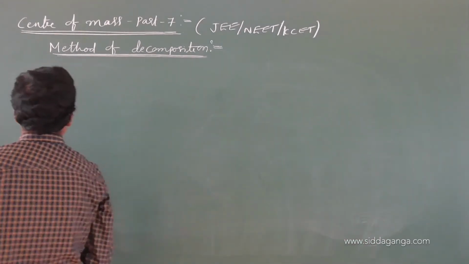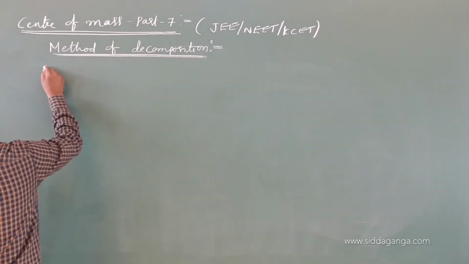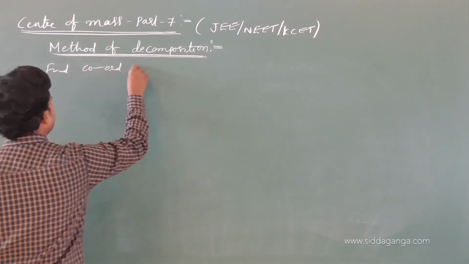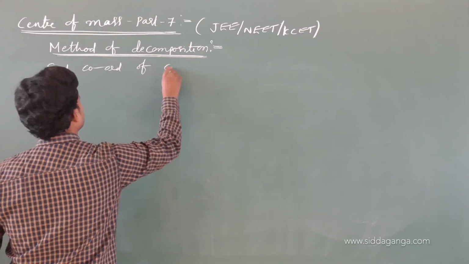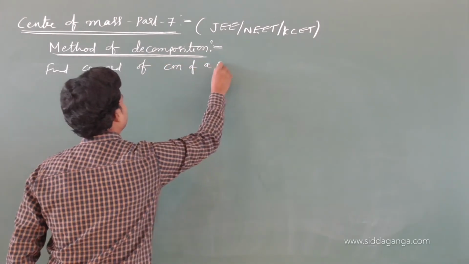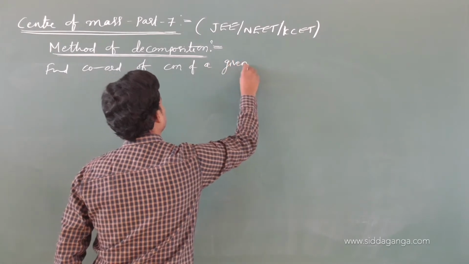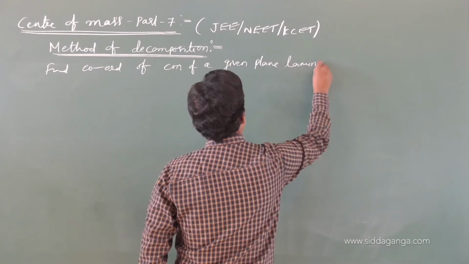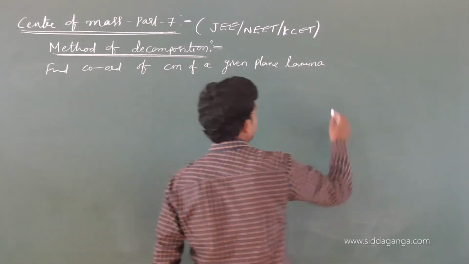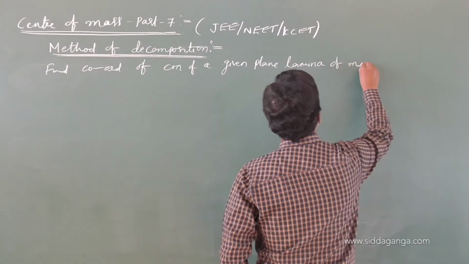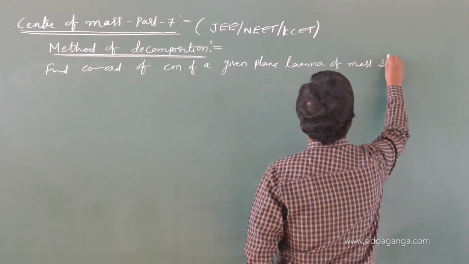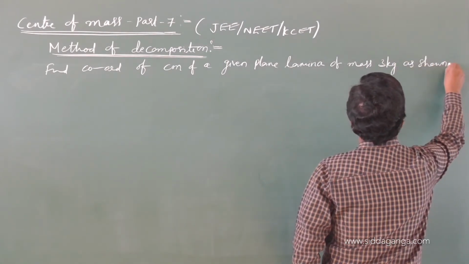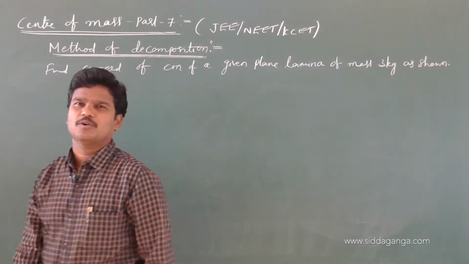See, they will give some plane lamina. Let me write one problem. Find coordinates of center of mass of a given plane lamina. A plane lamina is nothing but a rigid body, of mass, let us take some 3 kg, as shown in the figure. So I am giving one simple problem again.